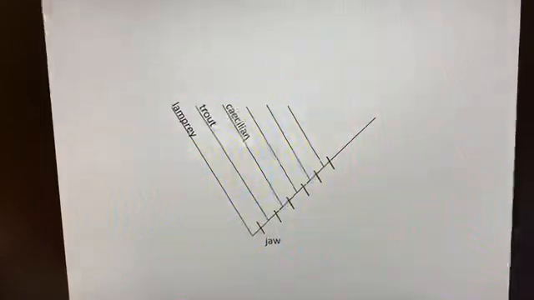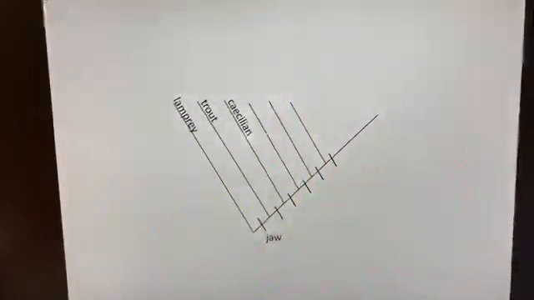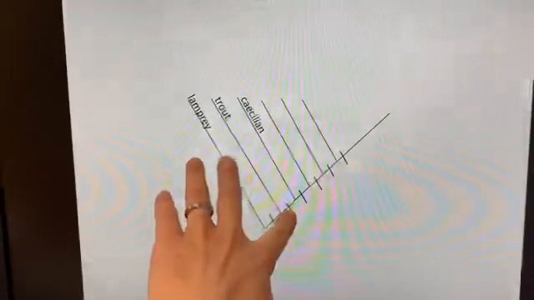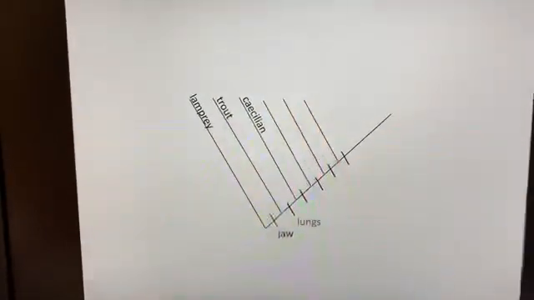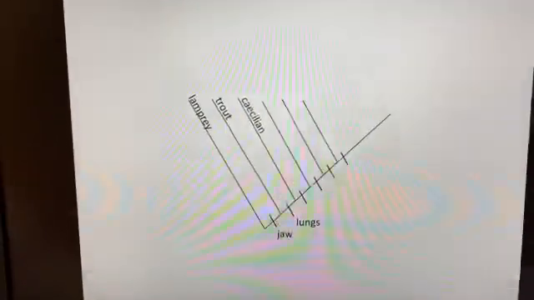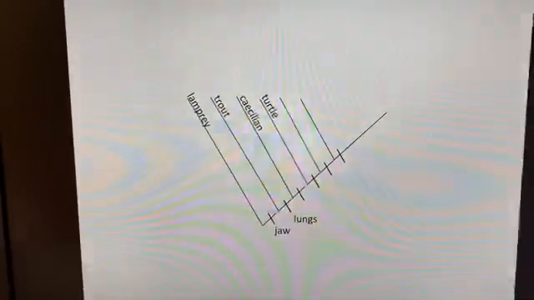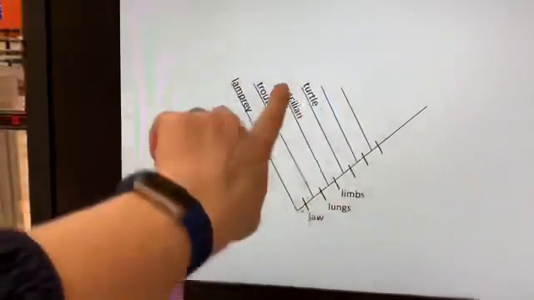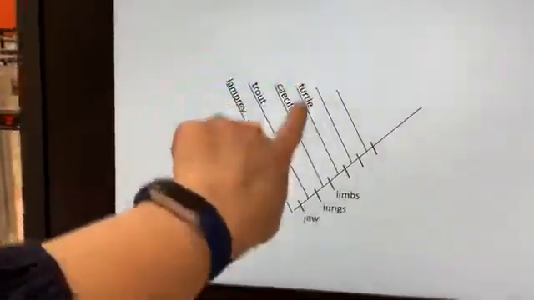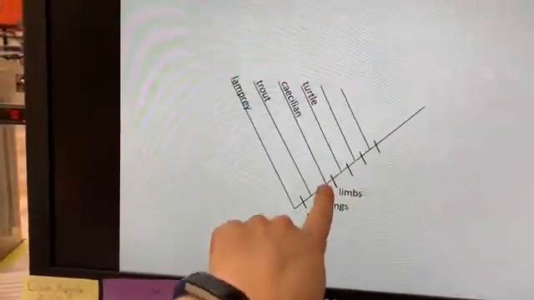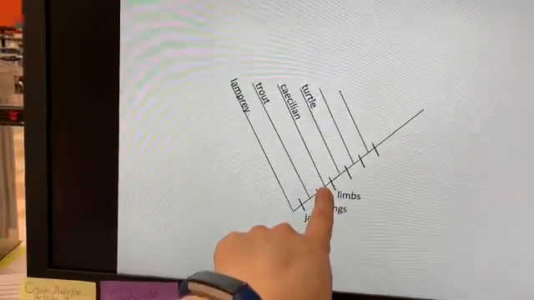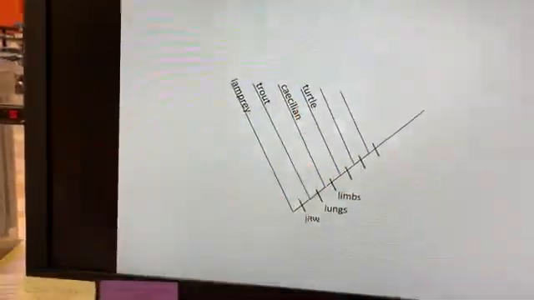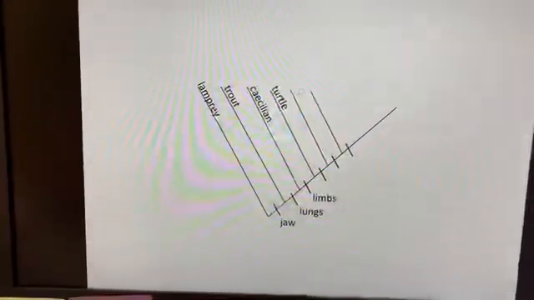Okay, next, caecilian. The caecilian has not only the jaws, but also something the trout doesn't have: lungs. So the lungs are the derived characteristic. The turtle now has the limbs. So limbs are what separate the caecilian from the turtle. This common ancient ancestor did not have limbs. This one does, from which the turtle evolved.